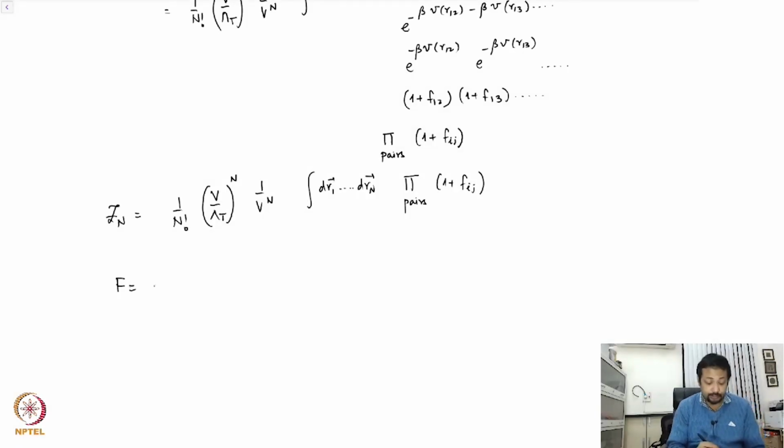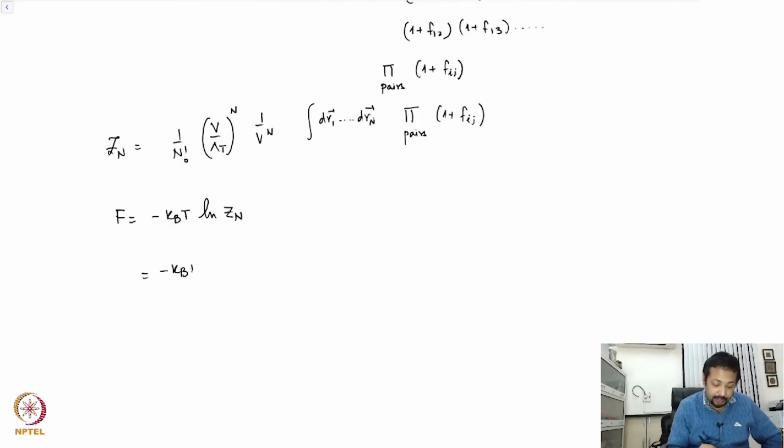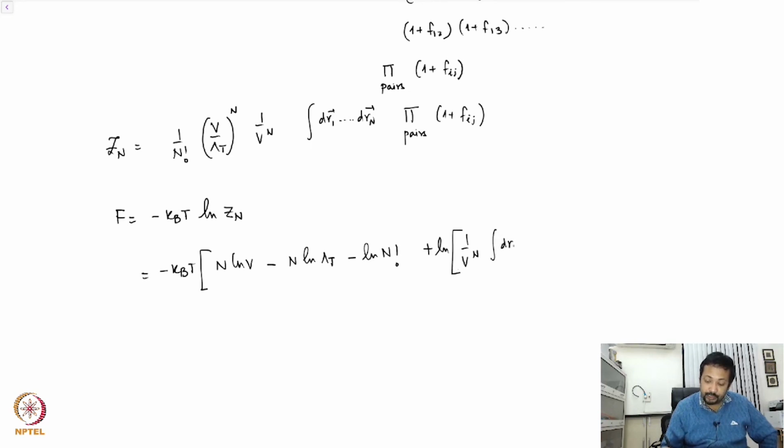The free energy, therefore, follows as minus kBT ln, which is minus kBT [n ln V minus n ln lambda T minus ln n factorial plus ln of 1 over V to the power n integral dr1 ... drn product over pairs ij of (1 plus fij)], with it understood that i is less than j. And then we close this bracket.